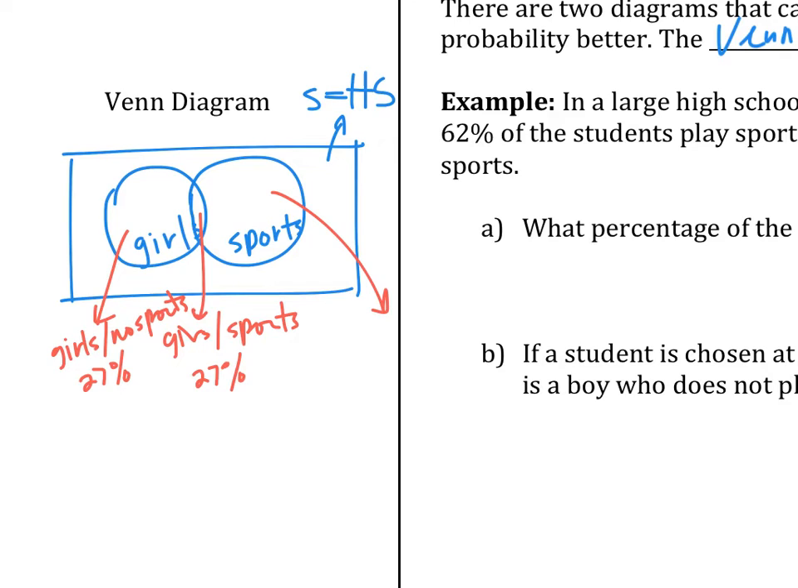All right, now let's look at this part. What does this part represent? Well, that little overlap is girls with sports. So what does this leftover part represent? It represents boys who play sports.